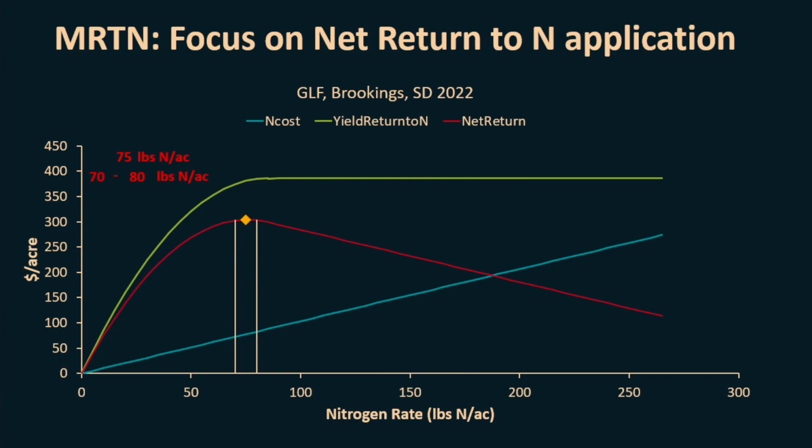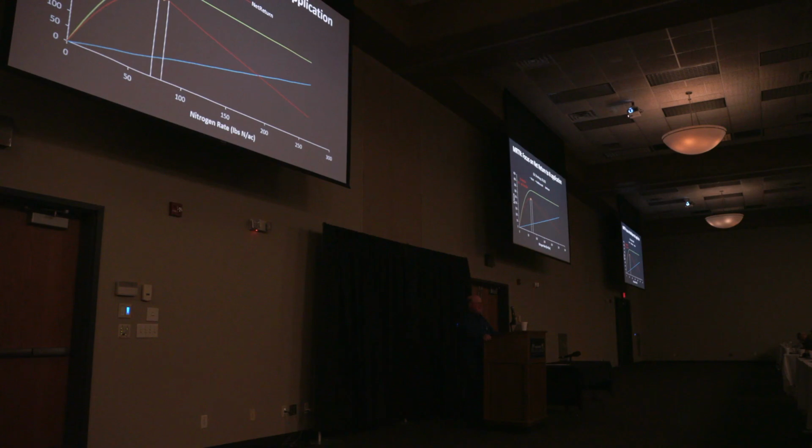So for the MRTN approach to work, the price of nitrogen and the price of corn really need to be linked. For every pound of N you buy, you probably should sell a bushel of corn. But in reality, that's not going to happen. But so we've got this method, and so what we're looking at here is that blue line is really an expensive price of N.